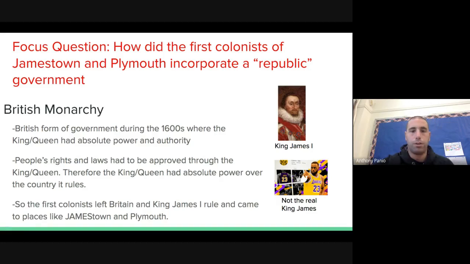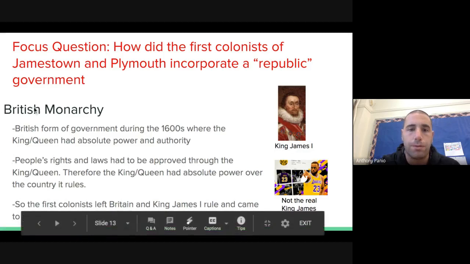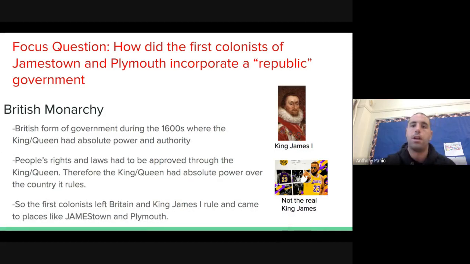So our country starts, yeah, Lizmel, just the focus question. Like Damasi, if something's in black, you probably don't have to write it. So just the focus question on this particular slide. And if you don't get it all down, it's okay. You know I'm recording the lesson anyway. So how did the first colonists of Jamestown and Plymouth incorporate a republic government?